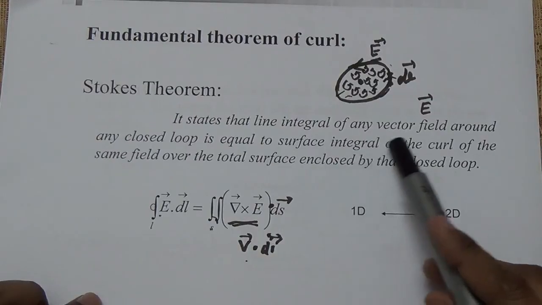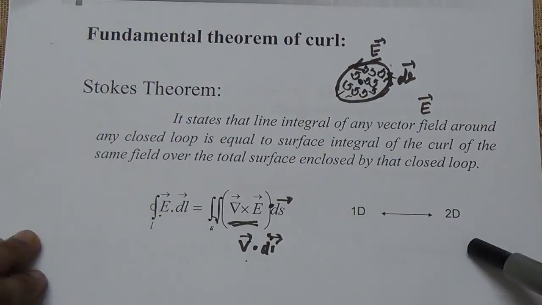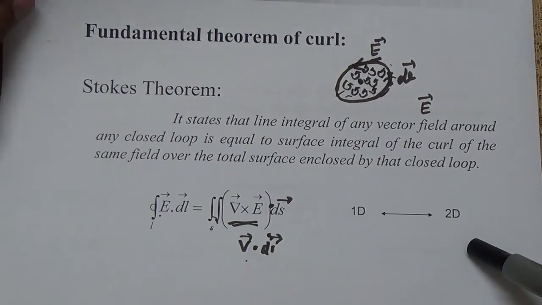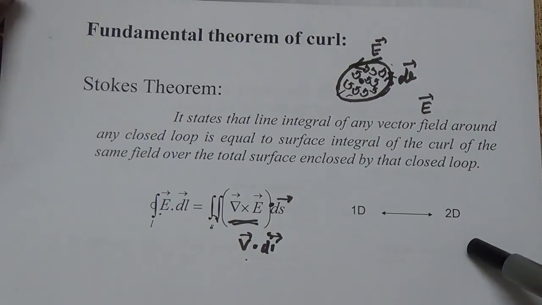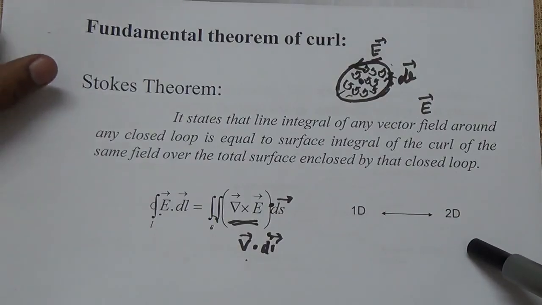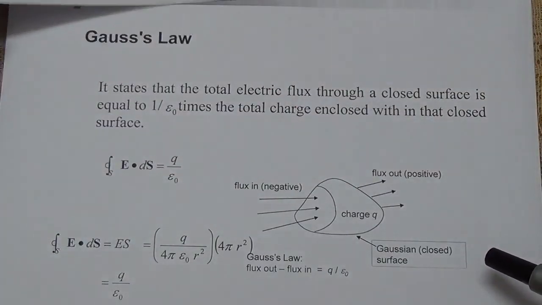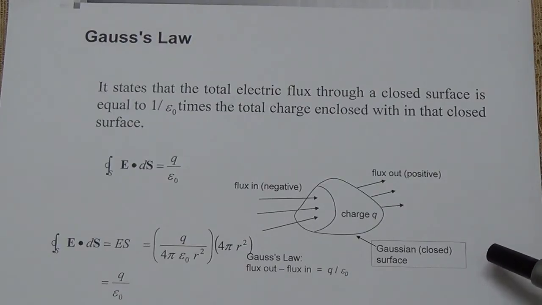So it states that the line integral of any vector field around any closed loop is equal to the surface integral of the curl of the same field over the total surface. Now, basically what we have to do with these two mathematical statements, these two theorems, is convert the integral formulae of Gauss law in electrostatics, Gauss law in magnetism, Faraday's law and Ampere's law into the differential form.